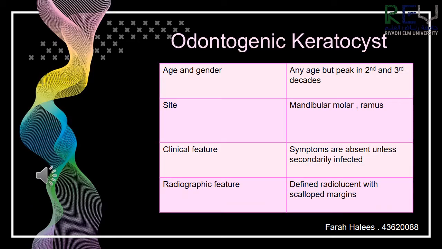The second is odontogenic keratocyst. Age: any age, but peak in the second and third decade. Site: mandibular molar and the ramus region. Clinical feature: symptoms are absent unless secondarily infected. Radiographic feature: well-defined radiolucent with scalloped margin.